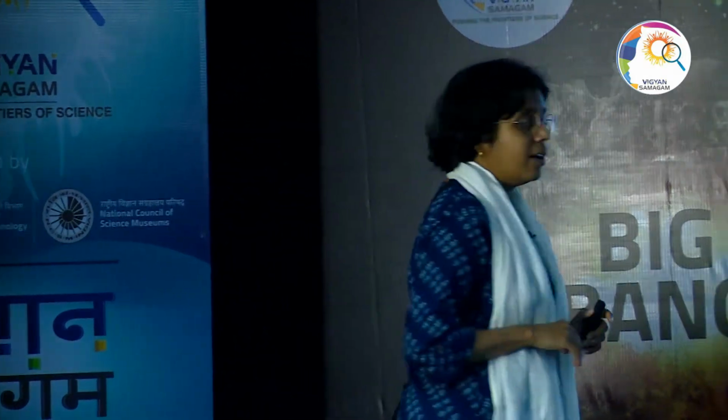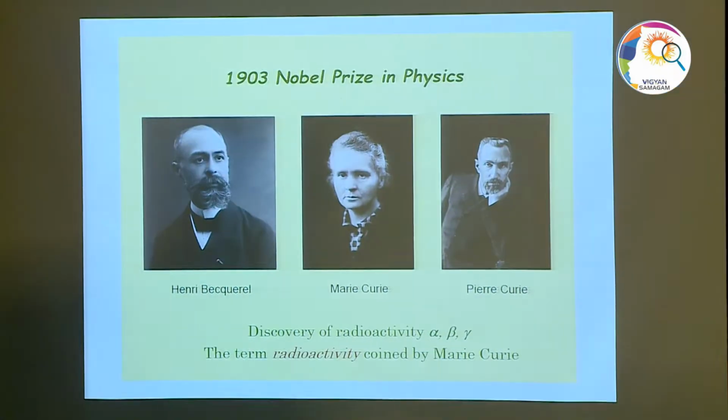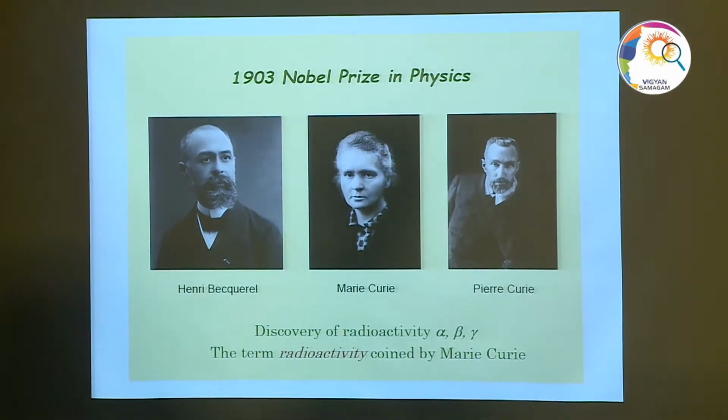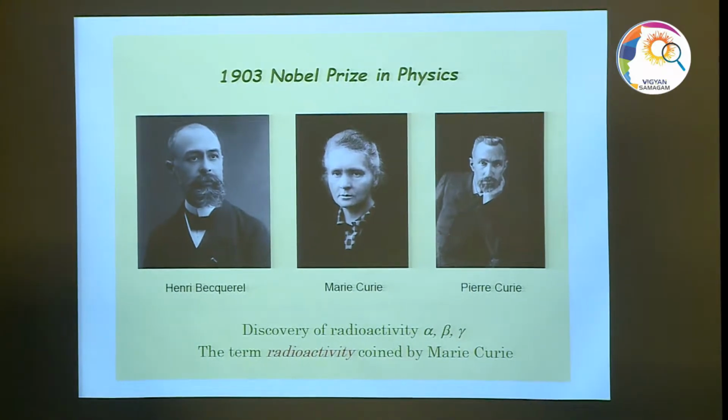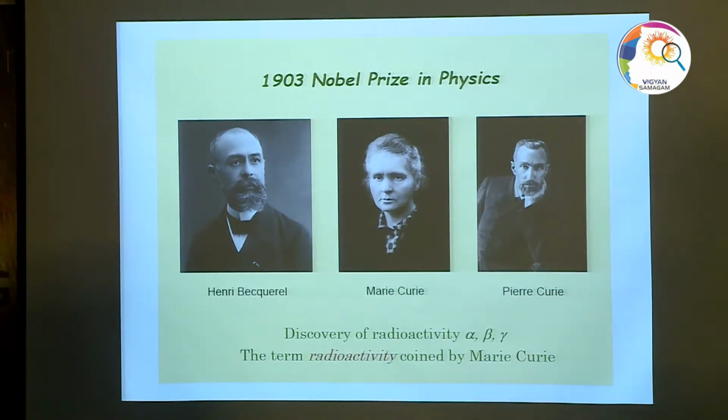Many of you would probably have heard that in 1903, these 3 people, Henry Becquerel, Marie Curie, and Pierre Curie, got a Nobel Prize. This Nobel Prize they got was for the discovery of radioactivity, which had happened a few years earlier.